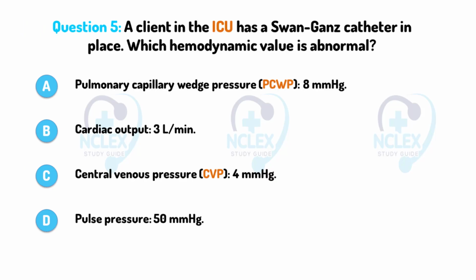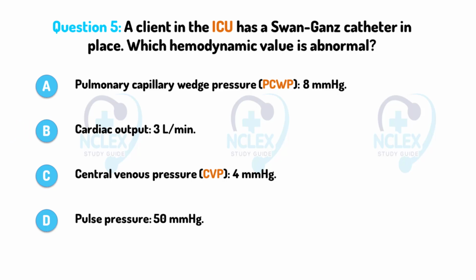Question 5. A client in the ICU has a Swan-Ganz catheter in place. Which hemodynamic value is abnormal? A. Pulmonary capillary wedge pressure, PCWP, 8 millimeters of mercury. B. Cardiac output, 3 liters per minute. C. Central venous pressure, CVP, 4 millimeters of mercury. D. Pulse pressure, 50 millimeters of mercury.